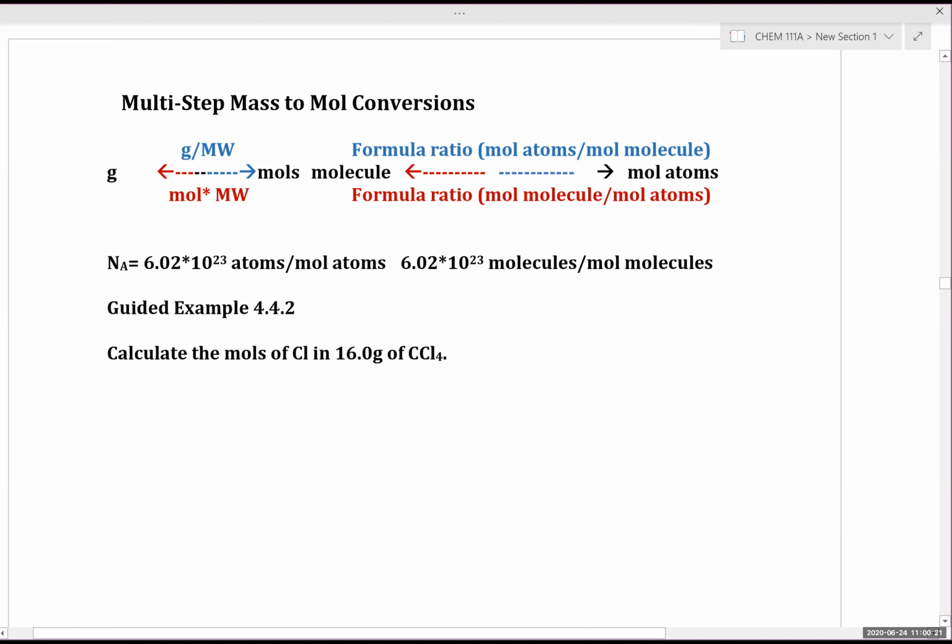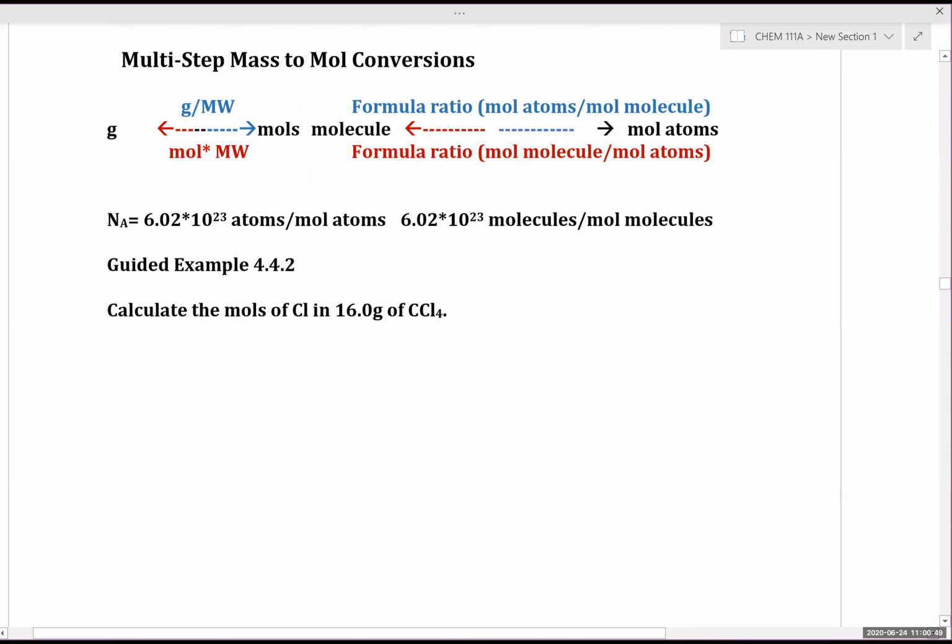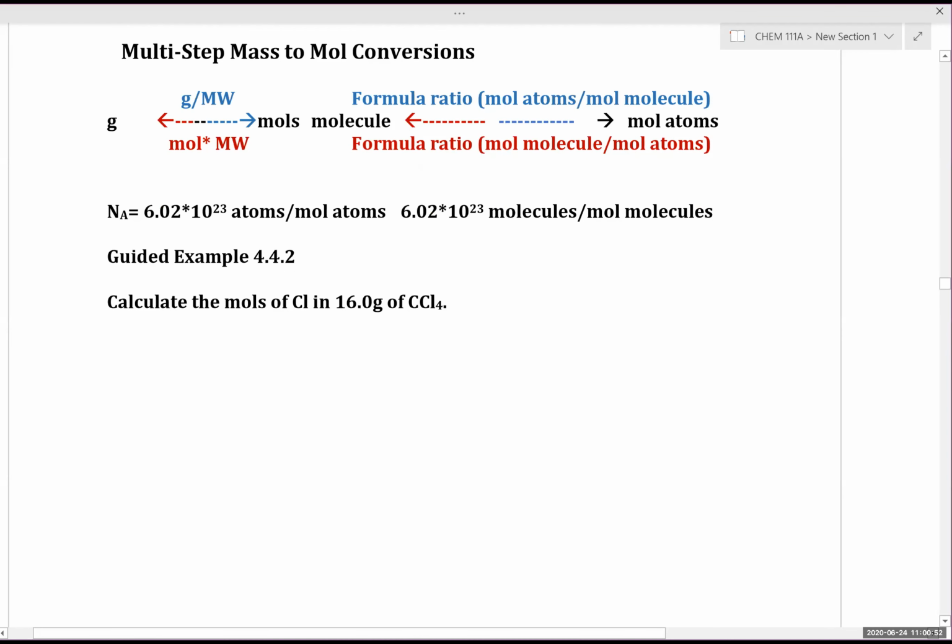develop a general scheme for solving these problems, though I highly recommend just focusing on the unit analysis. So to go from grams to moles, we're going to divide by the molar mass. To go from moles to atoms, we're going to use our formula ratio. And if we want to go from moles to grams, we multiply by our molar mass. Okay, so let's apply this. Things are best learned via application.